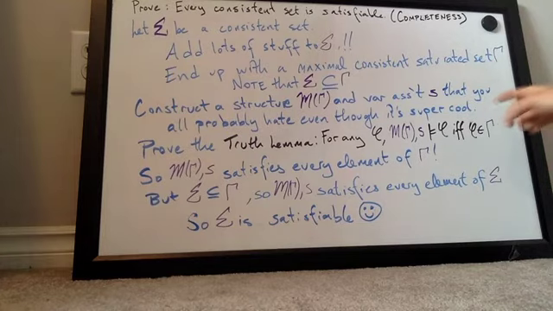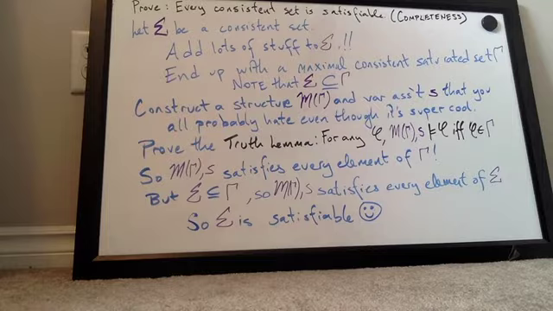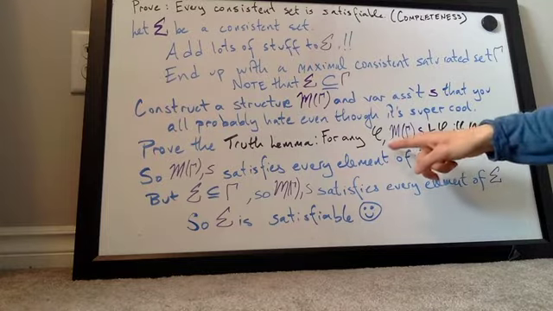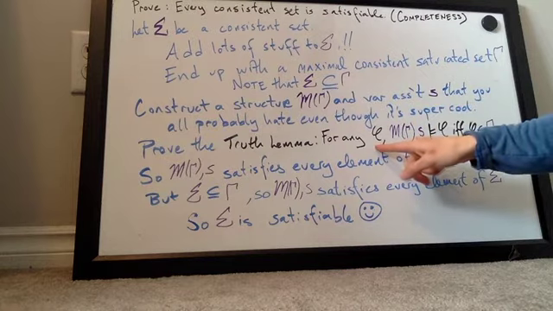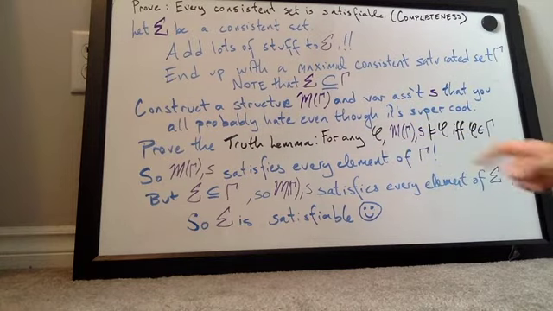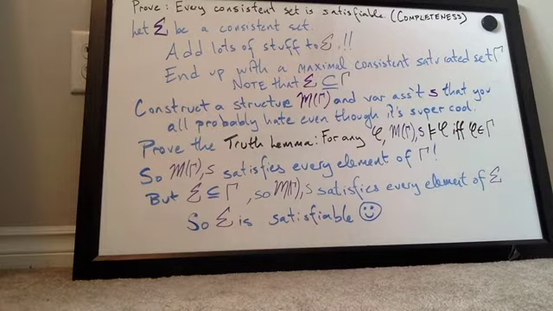Okay, after we constructed that structure, then we proved what we called the truth lemma. We proved it by induction, and it says that for any phi, M gamma S satisfies phi if and only if phi is an element of gamma.